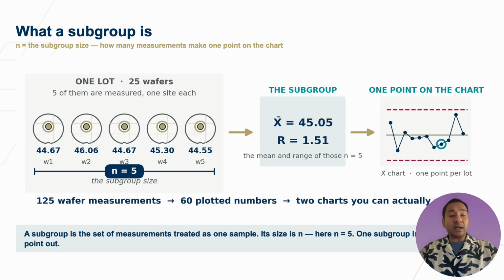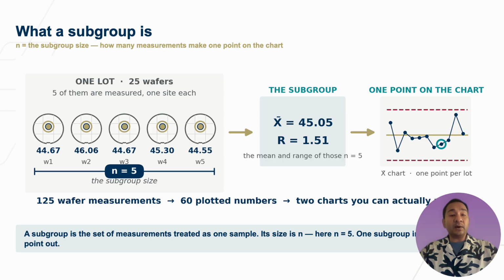The limits are tighter by root n. Every one of those is this number. Now the middle panel. We now collapse them into two numbers. The mean x bar is 45.06. The range R is 46.06 minus 44.55, which is 1.51. And those two numbers become 1 point in each of two charts, 1 point per lot.